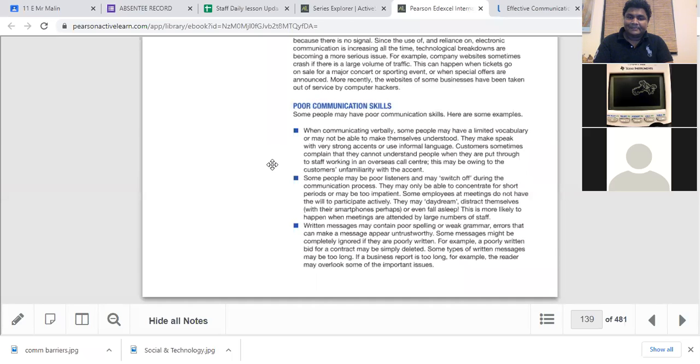Customers sometimes complain that they cannot understand staff working in overseas call centers. This may be owing to the customers' unfamiliarity with the accent, because some countries are very famous for this. A very good example is the Indian accent. You can see they are always rolling the R, like mother, brother, sister. The accent is unique. It's not funny, but it's unique.